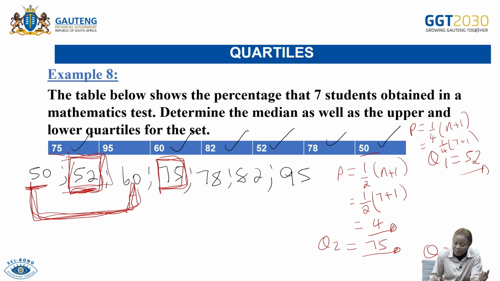So upper quartile, we are now looking at the middle of the upper half of the data set. From here, I can see this is my upper half of the data set, right? Make sure that you exclude your median. Here I can see the median of this upper set is going to be 82. So it means my Q3 is 82.